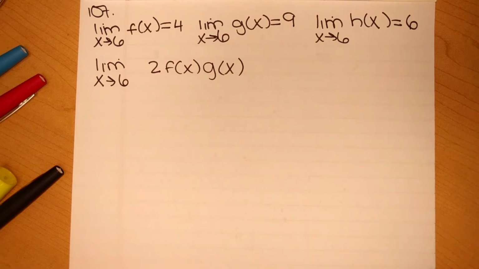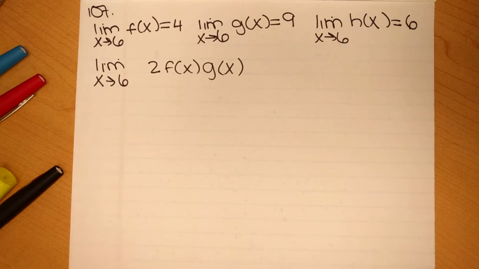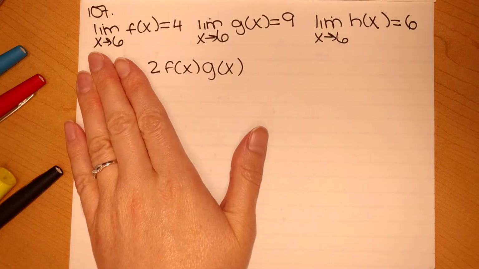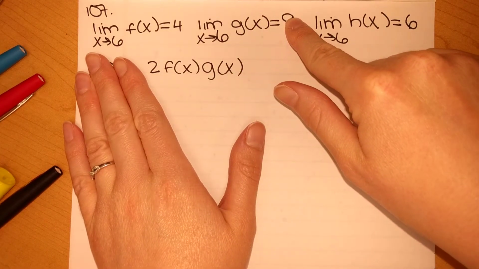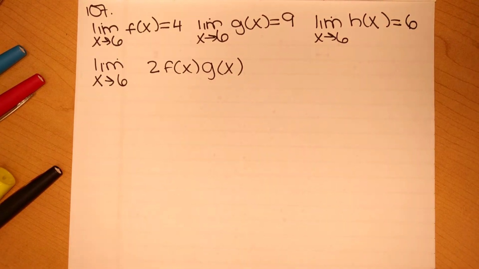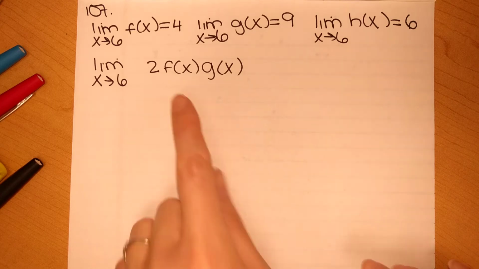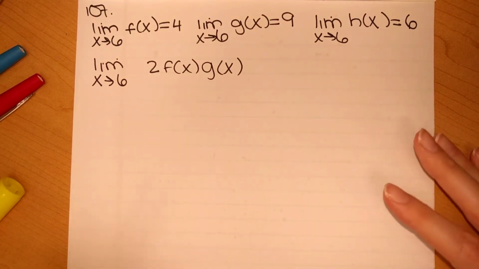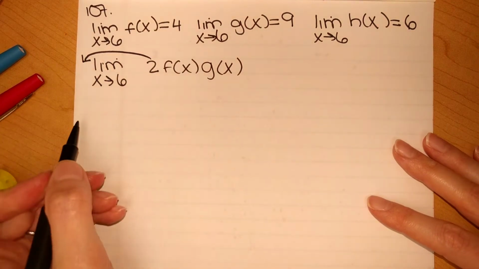Alrighty, so this question, they give us a bunch of limits that are known, and then they ask us to find this limit. Now, I know a lot of my students just ignore the limit and plug in 2 times the 4 for f of x, the 9 for g of x, and you get the same answer as somebody that goes through step by step. But I really want to emphasize what allows you to plug in the 4 for f and the 9 for g is really that you're plugging in a limit.